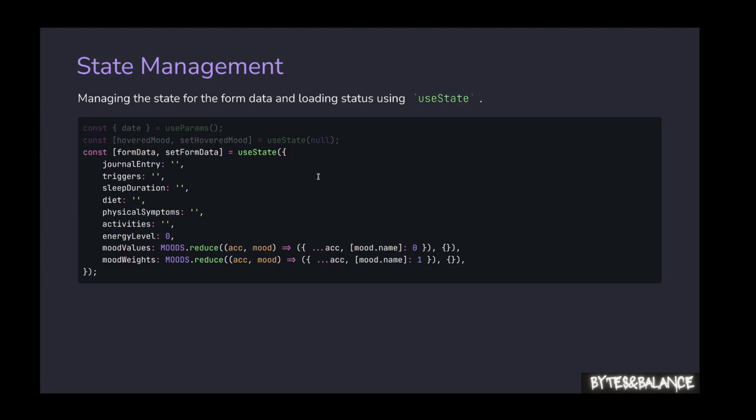particularly important as we initialize the mood values and mood weights states. Here we use the reduce function to efficiently create an object that holds the mood data. This allows us to dynamically generate keys for each mood and assign them an initial value. The next slide will clarify how the reduce function works, helping you understand why it's used here to initialize our mood-related state variables.